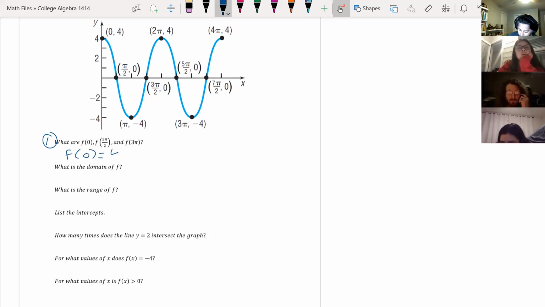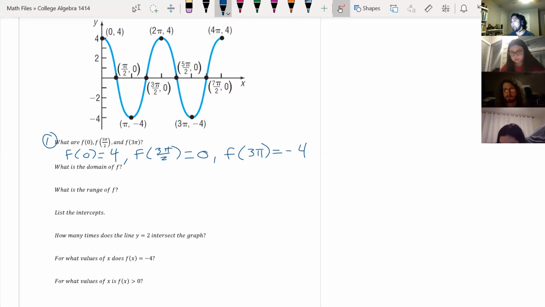So look on the graph when x is 0, and what is the value of y? 4. Good. Then look on the graph where x is 3 pi over 2, and what is the value of y? 0. And then look at the graph where x is 3 pi, and what is the value of y? -4. That's it. Not bad, right?